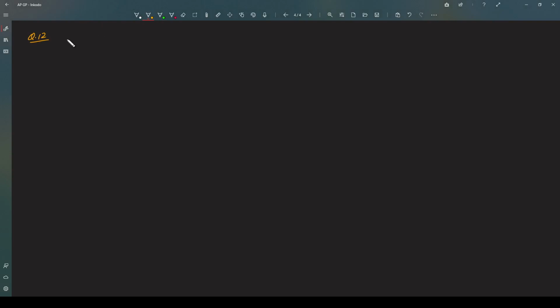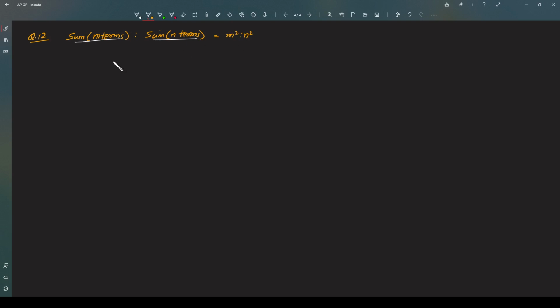So here it's given that the sum of m terms is to the sum of n terms, right? This ratio is given, and these are the terms in an AP. So the ratio of these sums is m square is to n square.